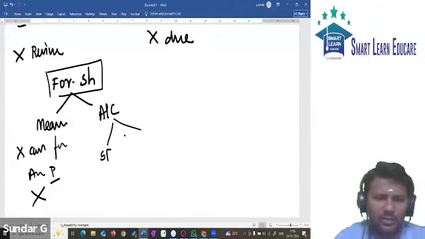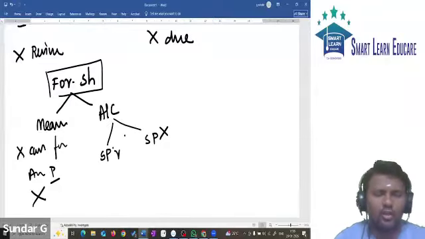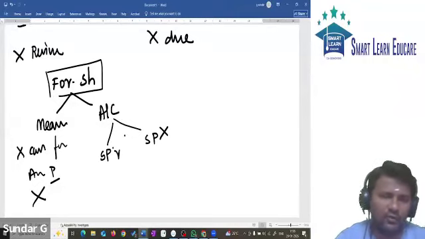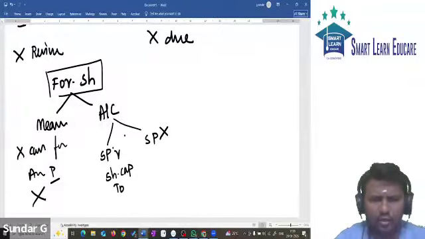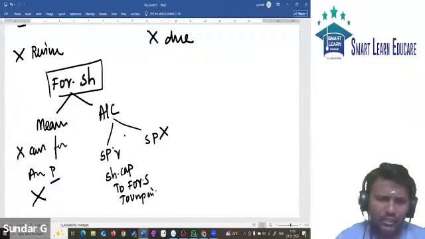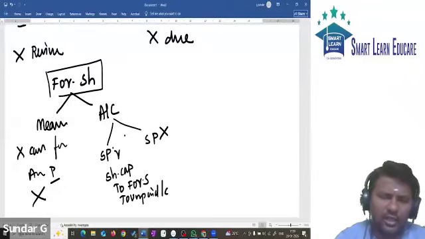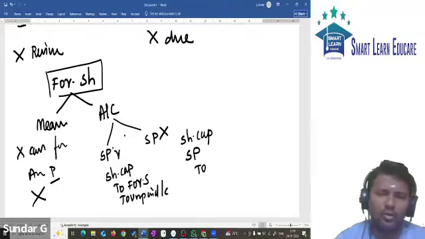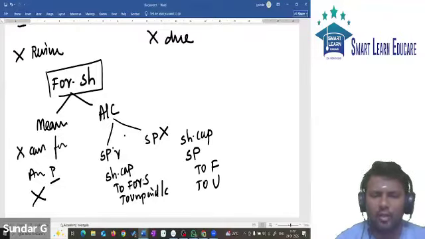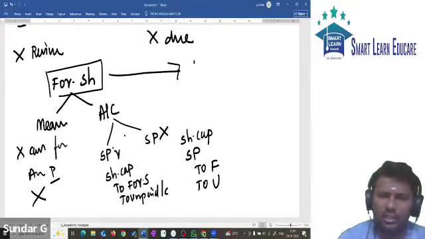One is securities premium received, another one is securities premium not received. If securities premium is received, entry for forfeiture of share: share capital account debit, to forfeited shares and to unpaid calls, or we can write it as calls in arrears. If securities premium is not received, entry: share capital account debit, securities premium account debit, to forfeited shares and to unpaid calls. Forfeited shares can be reissued.